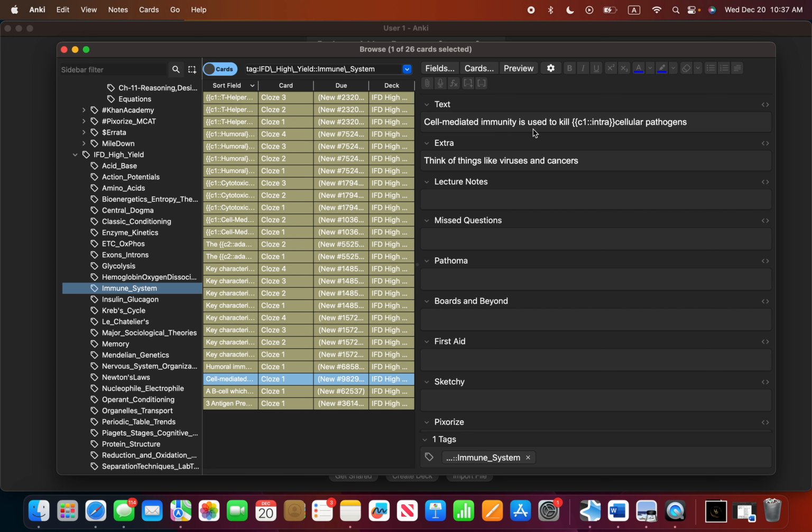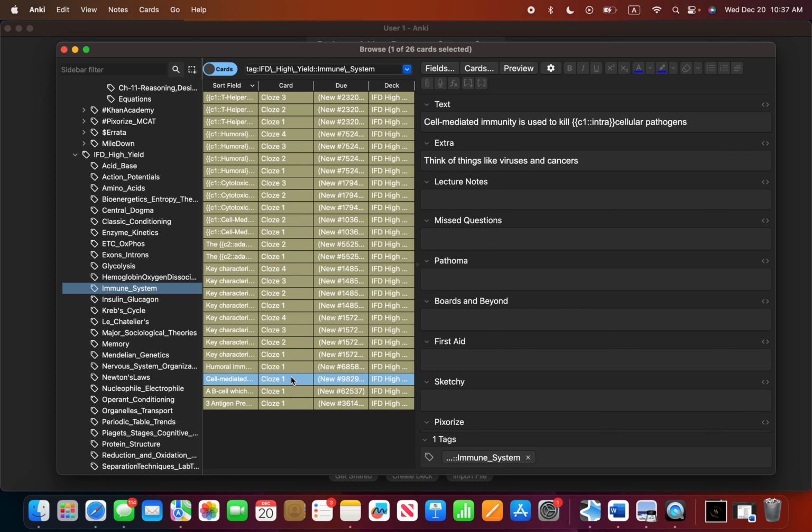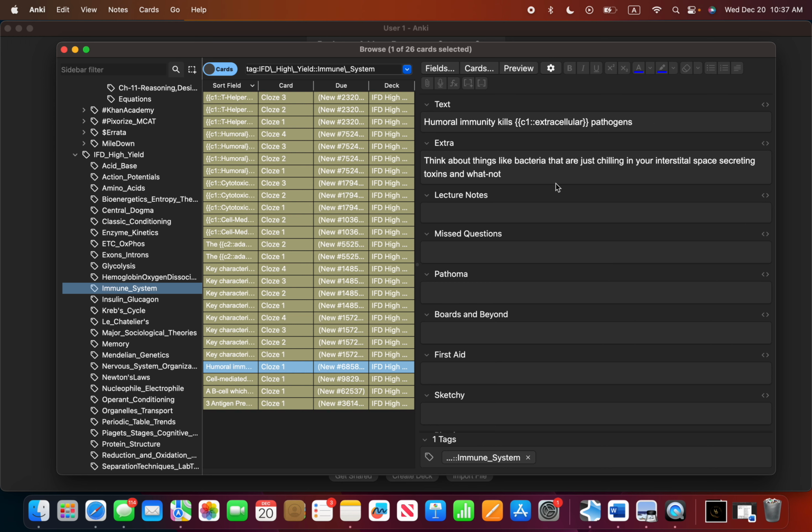Cell-mediated immunity is used to kill intracellular pathogens. So humoral immunity kills the extracellular pathogens. Cell-mediated is intracellular. So if it's cell-mediated, it's inside the cell. If it's humoral immunity, it kills the extracellular pathogens.